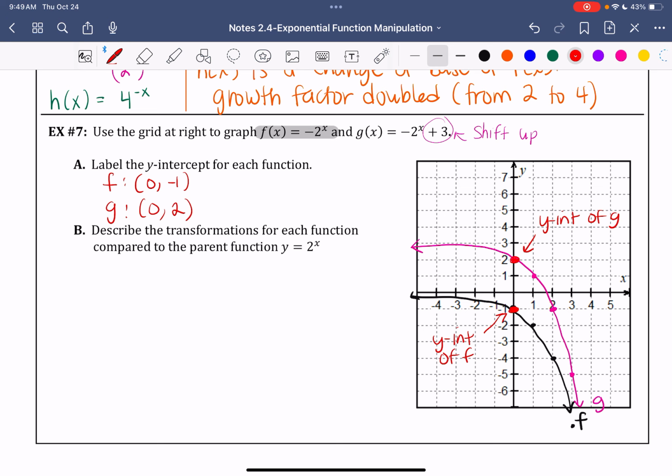Describe the transformations for each function compared to the parent function 2 to the x. So if the parent was 2 to the x and it changes to -2 to the x, f of x, so I'm just using the names, is a reflection over the x-axis.